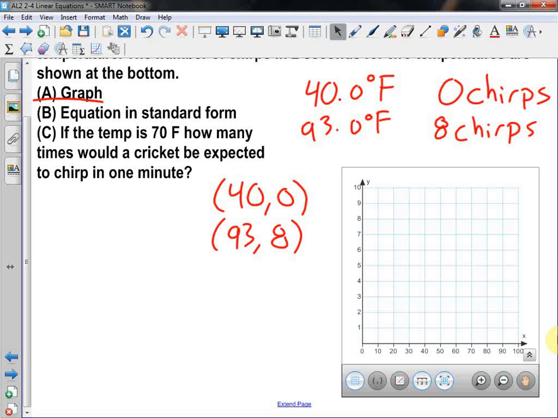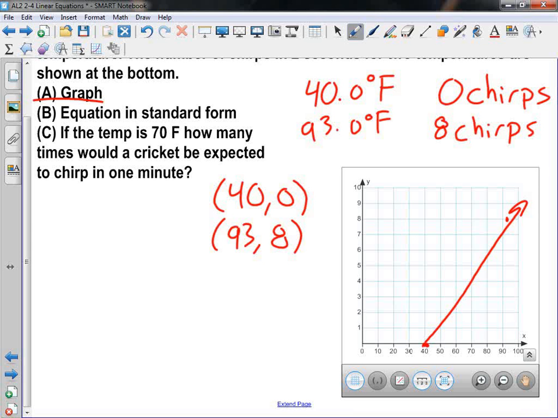All right. So now we need to put a point at 40, 0. That's 40, 0. And then at 93 and 8, which is right there, right? Connect them as best you can. And we have a graph, right? Correct. Good. Part A is done.